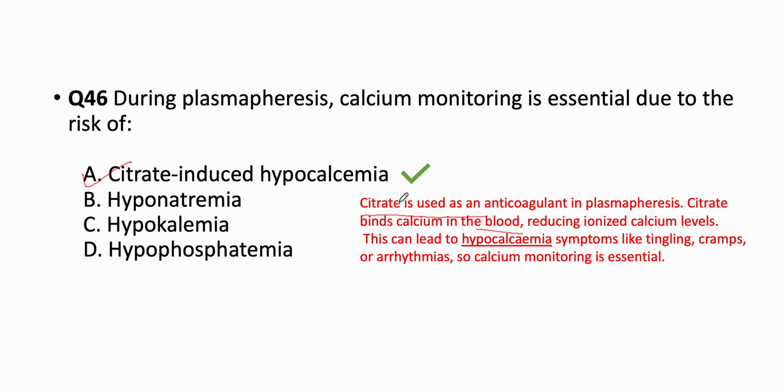So whenever we use citrate as an anticoagulant, there is always a risk that the calcium might remain bound to the citrate, reducing calcium levels in the systemic blood. So this can lead to hypocalcemia symptoms like tingling, cramps, arrhythmias. So calcium monitoring is very essential in plasmapheresis while we are dealing with the citrate part, or using citrate as an anticoagulant.